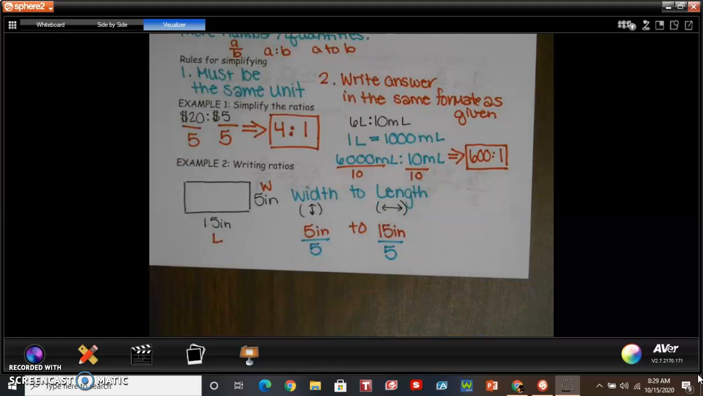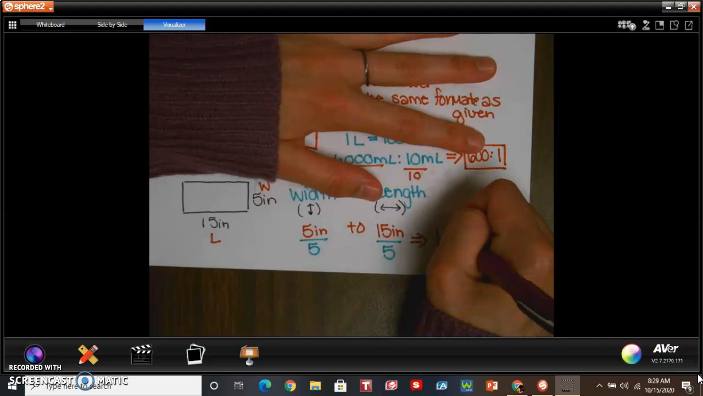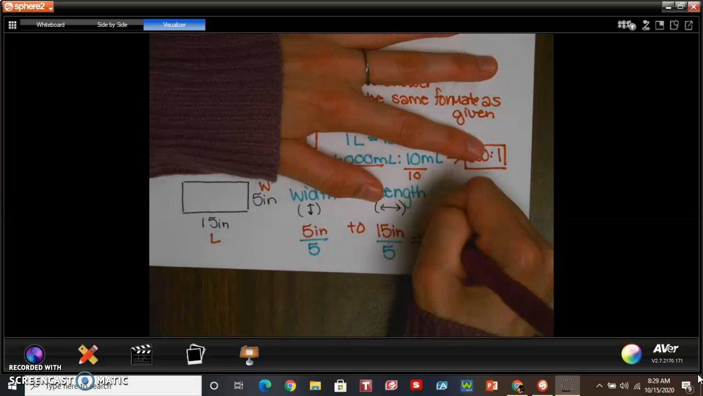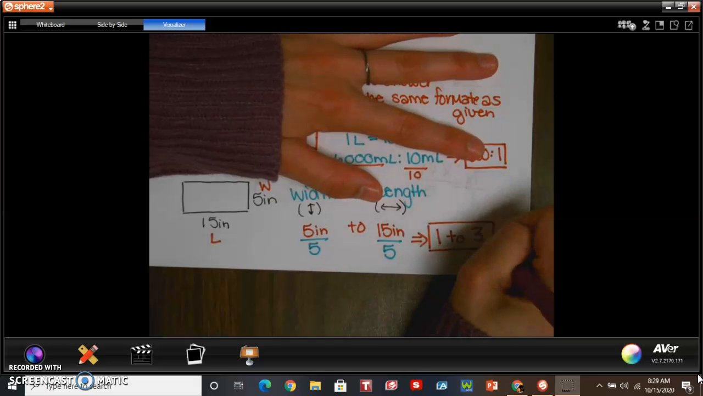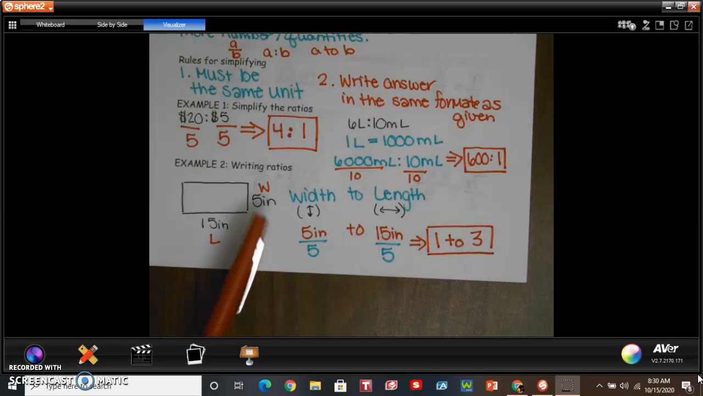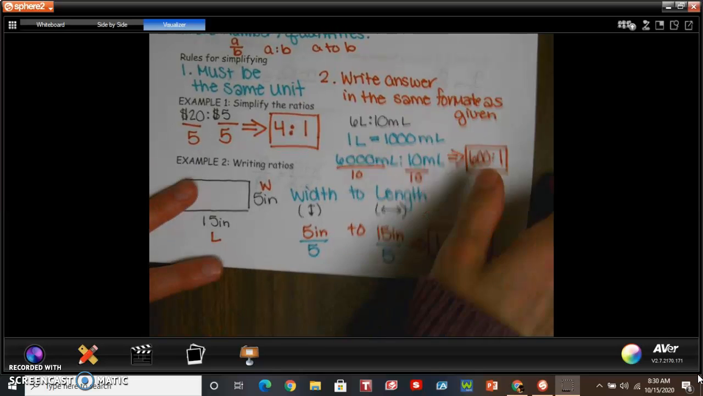Remember, it has to be in the same format as given. So it would be 1 space to space 3. So your ratio here would be 1 to 3. All right. On these right here, again, they will not be multiple choice. You will have to type them in. Okay? All right, let's keep going.